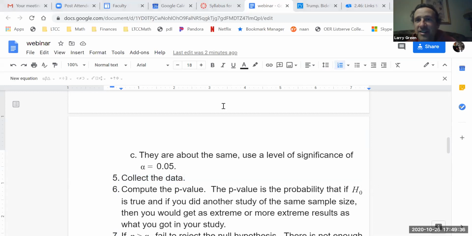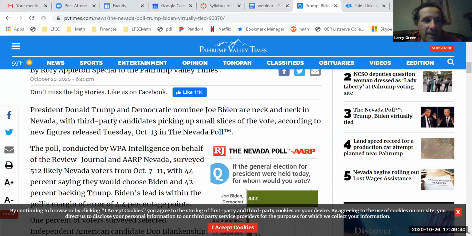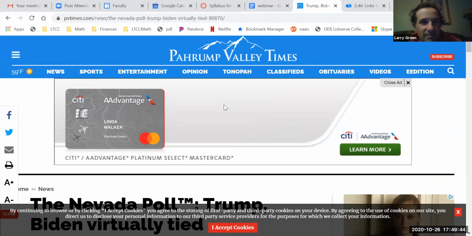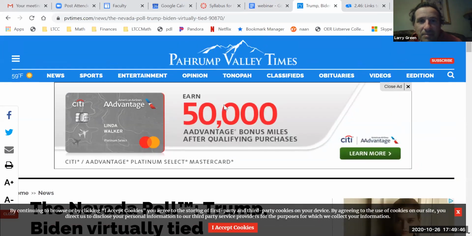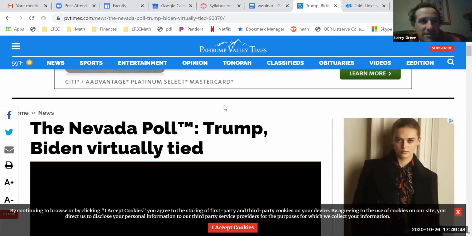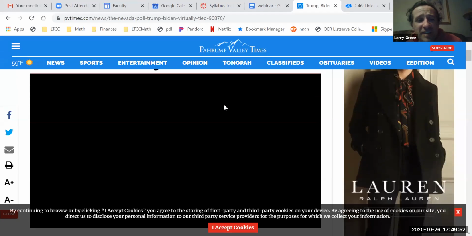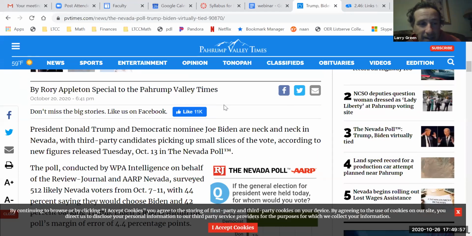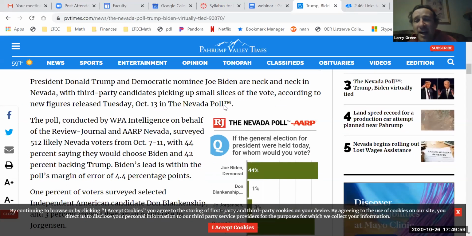So let me show you the data that's collected. I found this in the Pahrump Valley Times. It says Nevada poll, Trump, Biden virtually tied, but not quite tied. We'll take a look. So they collected some data, and I'm going to massage the data a little bit. In the real world, you always have to massage data. Just let you know that.